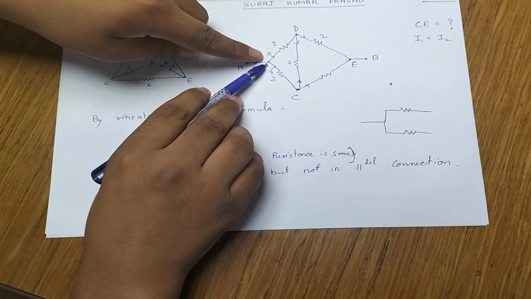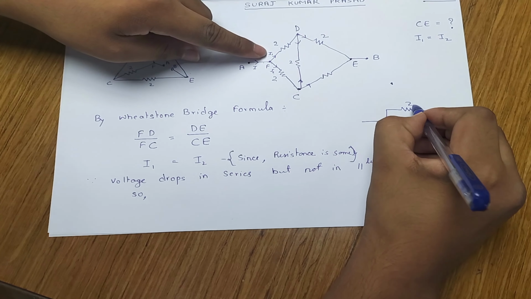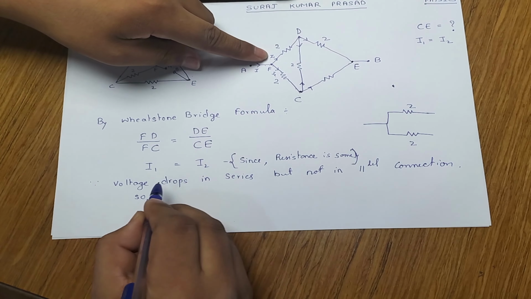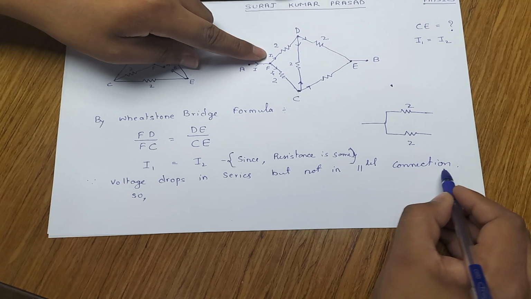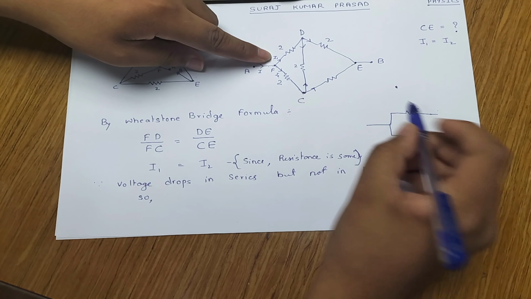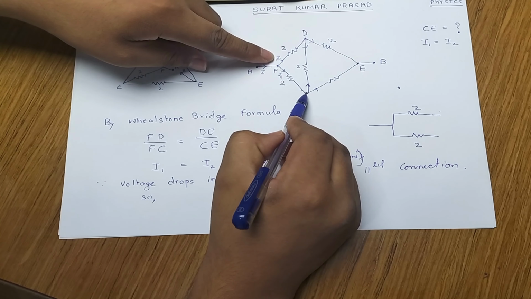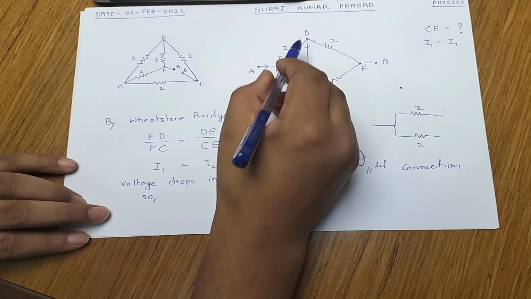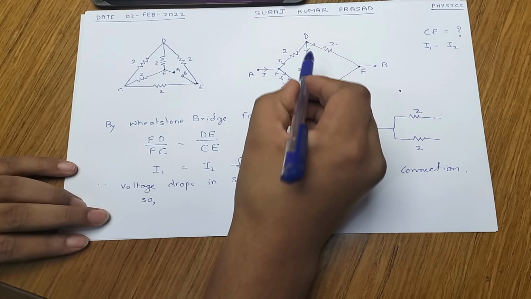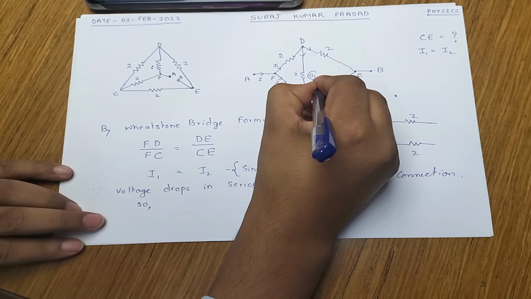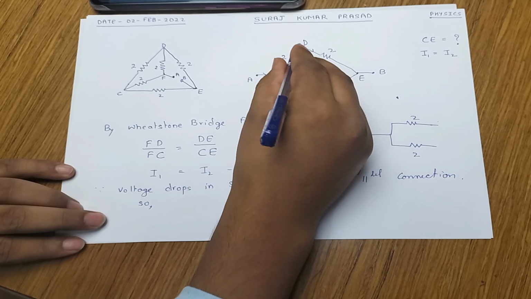I am making this circuit into a simple circuit, so definitely it is 2 ohm, 2 ohm. Since it is parallel, voltage drops in series but not in parallel connection, so the voltage won't be dropped. Since voltage is not dropping, ultimately no current is going to flow over there. Since no current is going to flow over this line, the current is empty. So if I put any galvanometer over this, the deflection will be 0.